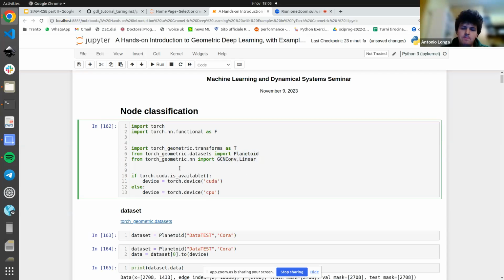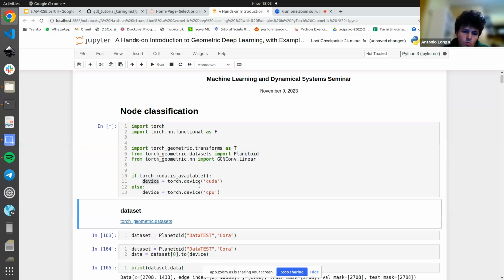Then it depends on your machine, whether it has a GPU or not. You can specify with a command that if CUDA is available on your machine, then you set the device to CUDA, otherwise the CPU.